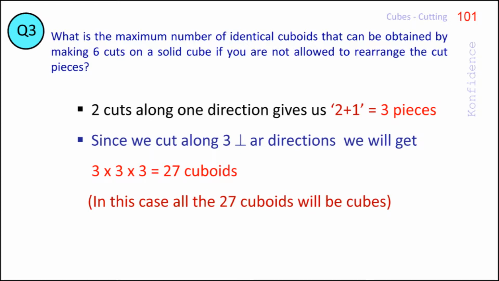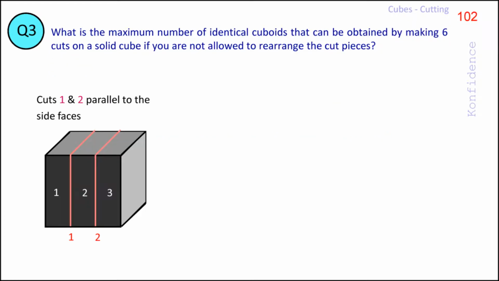In this particular case, these 27 cuboids turn out to be cubes as we are making the same number of cuts along each of the 3 directions and the cuts are equally spaced. Let us go through this once again.